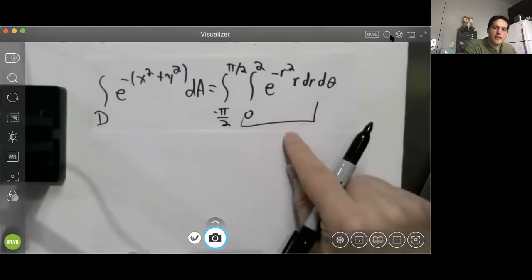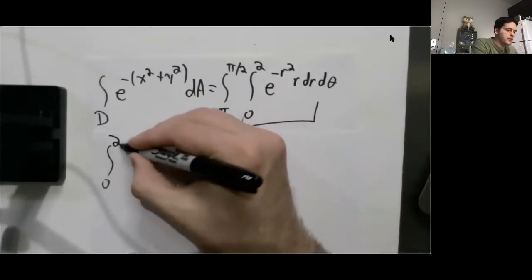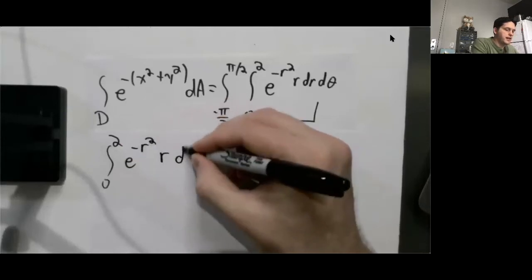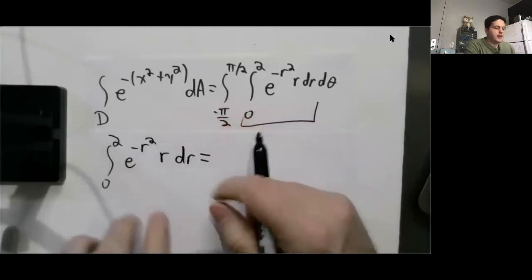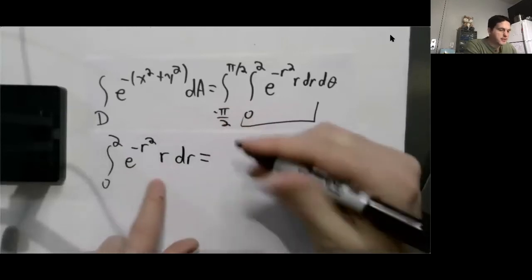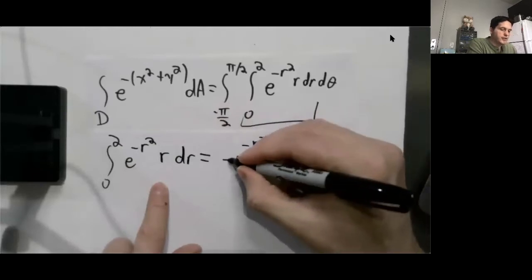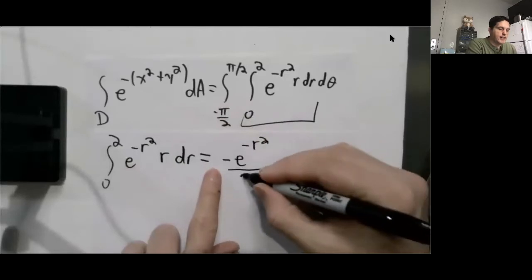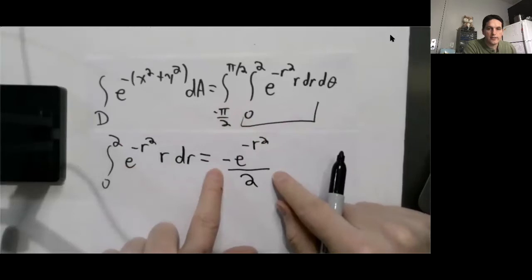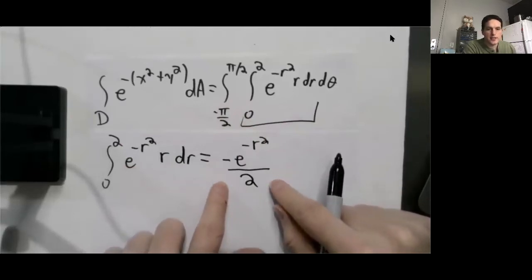So now let's evaluate this inner integral. We have to evaluate the integral from 0 to 2 of e to the minus r squared times r dr. To evaluate this integral, we need to find an antiderivative of this function that we're integrating. Here's an antiderivative, minus e to the minus r squared divided by 2. You can check that this is correct by just taking the derivative of this and using the chain rule. You can also obtain this formula by using u substitution.